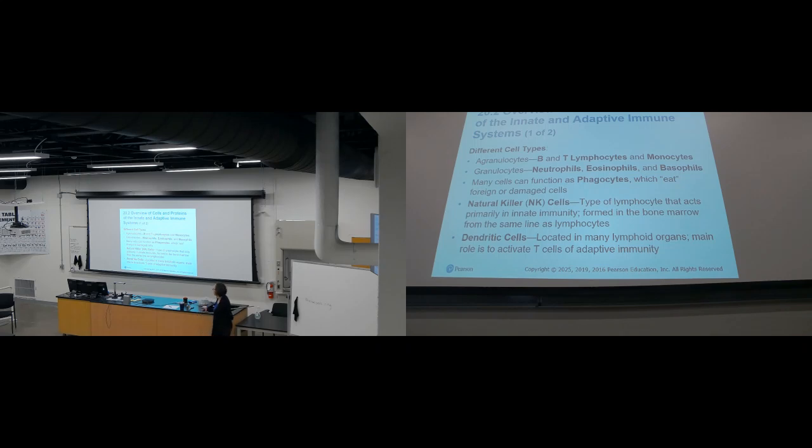So you already saw part of this in the previous chapter. You saw the subdivision of the cells of the blood, like leukocytes, into agranulocytes, which are the lymphocytes and the monocytes, and the granulocytes, which are basophils, eosinophils, and neutrophils. These granulocytes are phagocytes. They can eat cells. And they have these granules that have enzymes that can destroy pathogens.